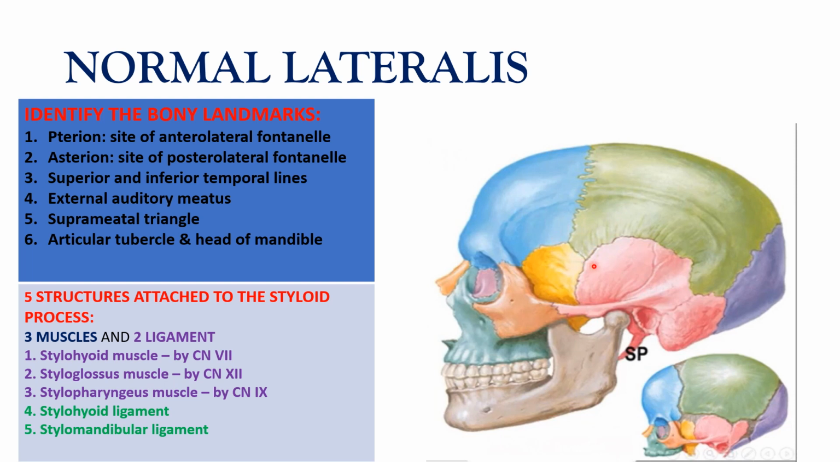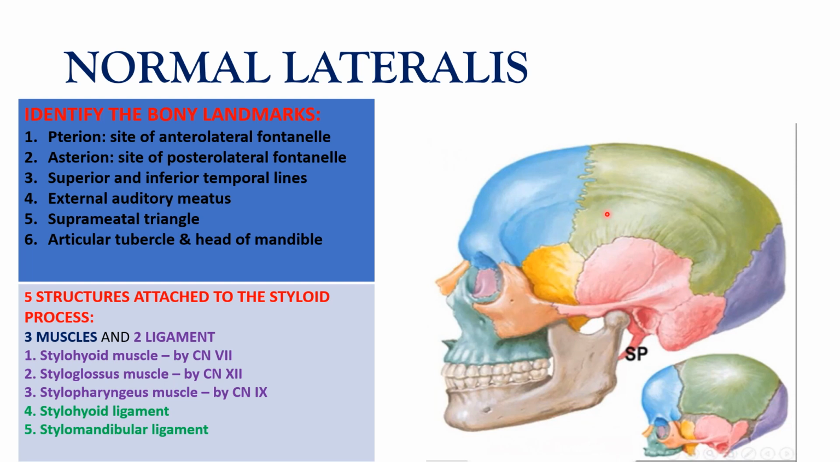All right, now the pterion is formed by four different bones: the frontal bone, the greater wing of the sphenoid, the parietal bone, and then the squamous part of the temporal bone. Again, the pterion is formed by four different bones: the frontal bone, the greater wing of the sphenoid, the squamous part of the temporal bone, and then the parietal bone.